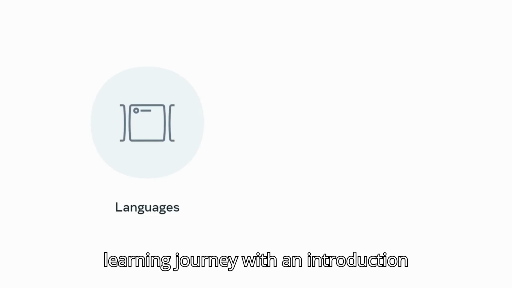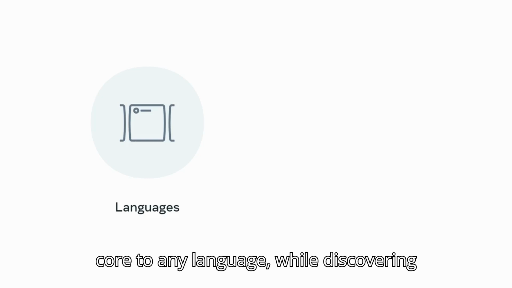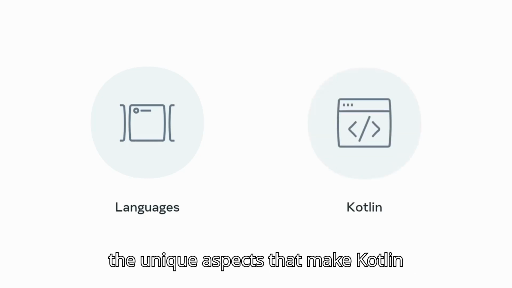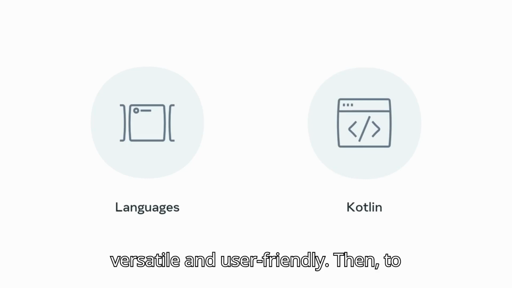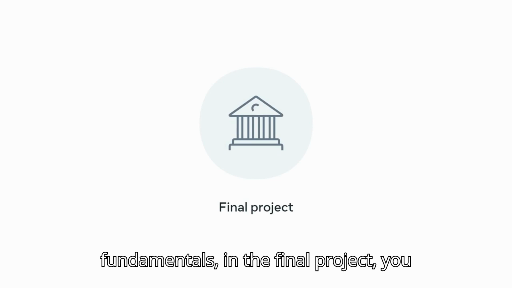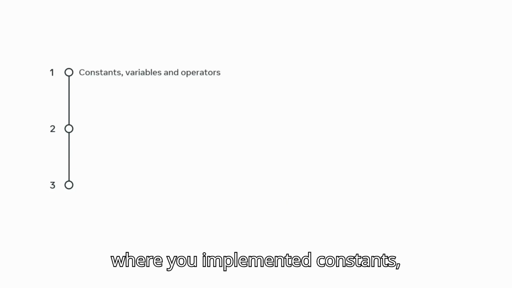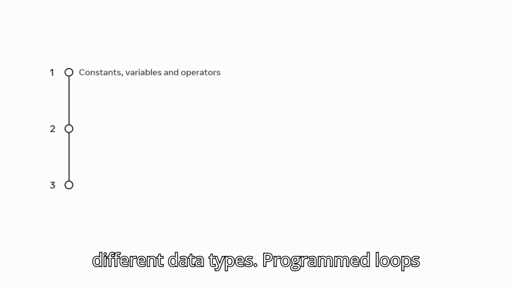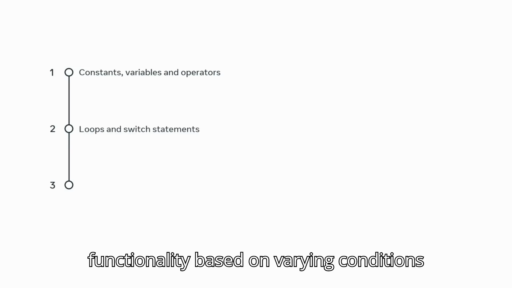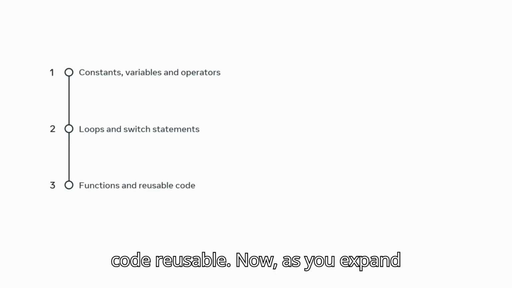You began your Kotlin learning journey with an introduction that explored the basic programming concepts and data structures that are core to any language, while discovering the unique aspects that make Kotlin versatile and user-friendly. Then, to consolidate your understanding of Kotlin fundamentals, in the final project, you created a bank account simulator app where you implemented constants, variables, and operators to work with different data types, programmed loops and switch statements to create functionality based on varying conditions, and constructed functions to make your code reusable.